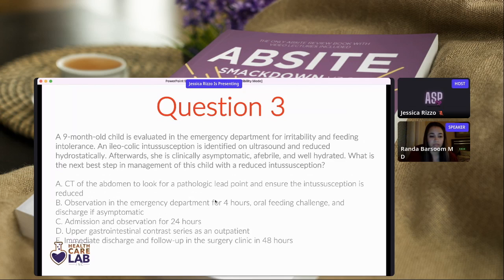So remember, the next best step questions can really get you. So this patient clearly has an intussusception that we were able to reduce, and she seems to be doing very well. So what do you do next?